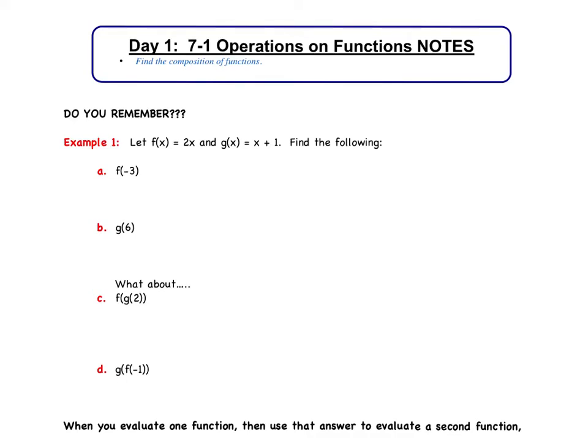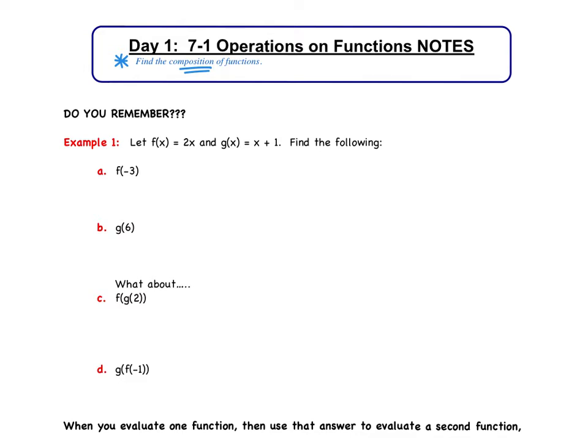Welcome to the next video of Chapter 7. This is a continuation of operations on functions. As you can see at the top, what we're going to be talking about today is called a composition of functions. Now, before we do that, we're going to do a little bit of a review. So let's jump into example number 1.